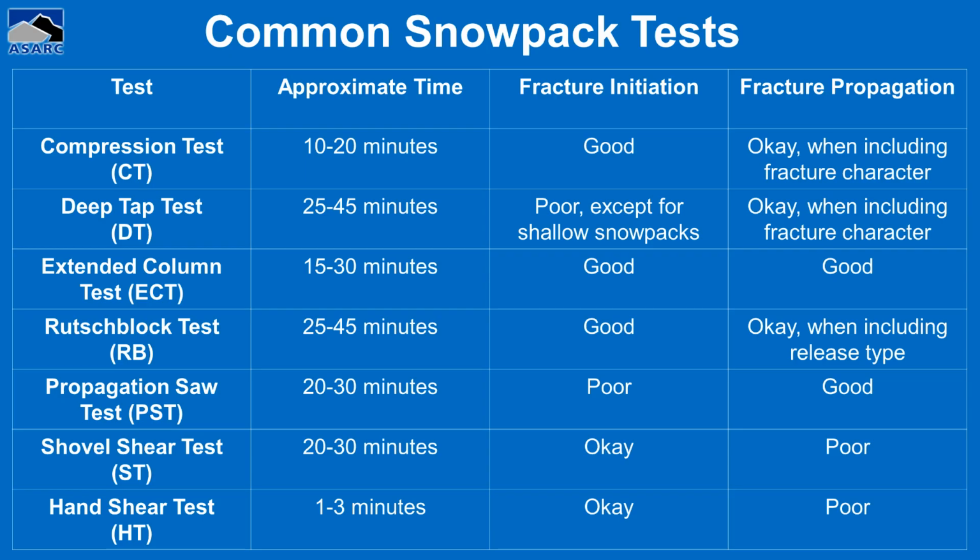Tests that provide good information on fracture initiation include the compression test, the extended column test, and the Rutschblock test. Tests that provide the best information on fracture propagation include the Propagation Saw Test and the extended column test. For all of these tests, the fracture character and release type should be analyzed as much as the number of loading steps, as valuable information is obtained from them.